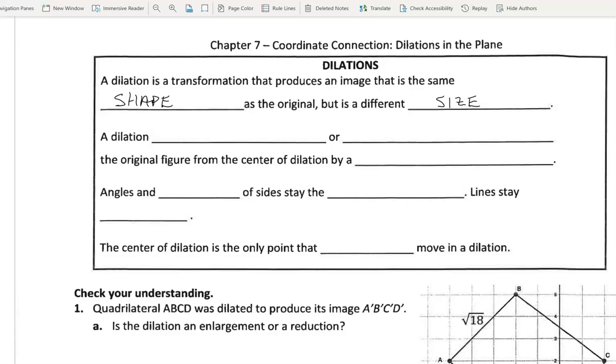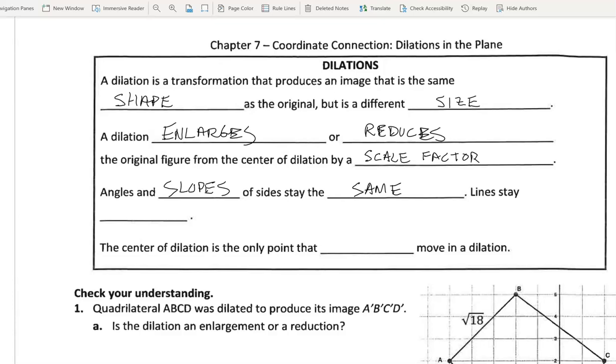So a dilation enlarges or reduces the original figure from the center of dilation by a scale factor. So again, all of this should look familiar so far. Angles and slopes of sides stay the same.